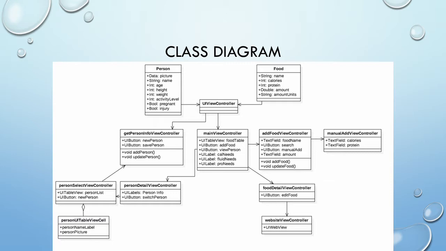And the rest is pretty self-explanatory. There's the add food view controller that contains a text field for the name, also the serving amount, and a button to search.